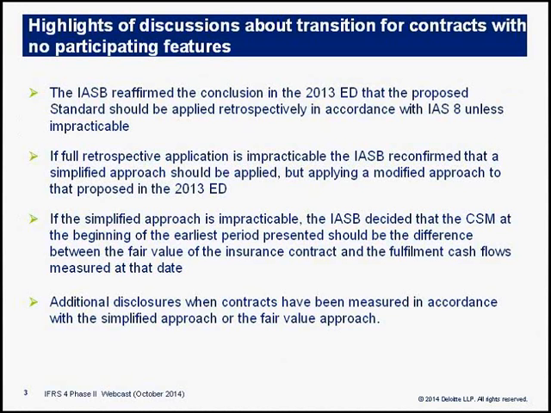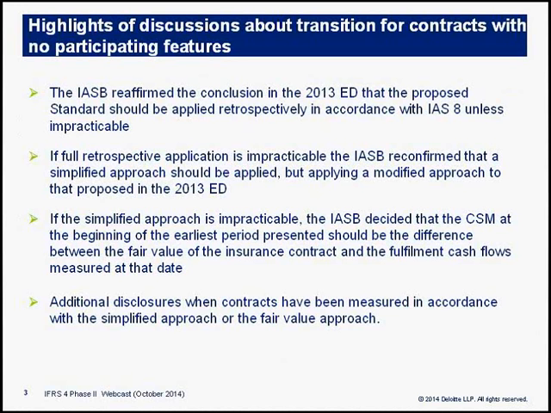The second key decision is that if this full retrospective application is impracticable, the ISB reconfirmed that there should be a simplified approach as presented in the draft IFRS last year, but with a modification on the accounting for the risk adjustment. And I will tell you later on in more detail what the modification is about. But essentially it is aimed at presenting a better measure of the expected profit at the point of sale of the insurance contract, so there is no overstatement of that key component of the insurance liability.